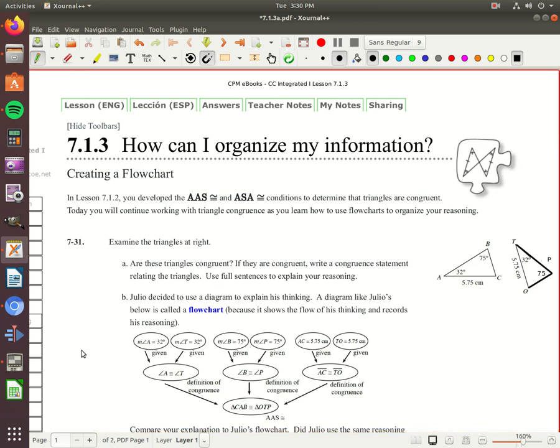Introduces something called flowcharts, which a lot of kids don't love. Essentially, it's a gateway into proofs. And when we prove something, it's important that we have facts and evidence.